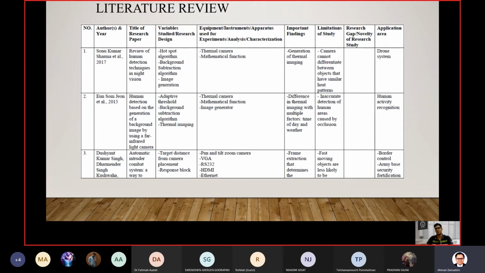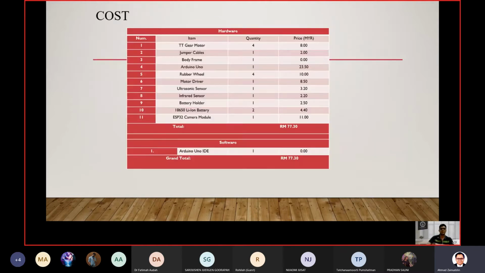Currently, most of the papers do not have a research gap or a novelty of research study because at the end of the paper, all of the researchers have actually found an answer and met the objectives of their paper. And the application area shows what the creations, the variables studied, or the objects created from the research papers can be used for in the real world.